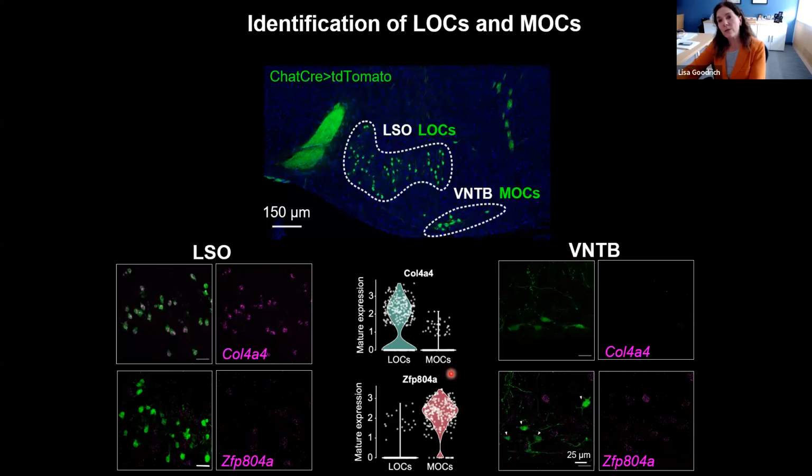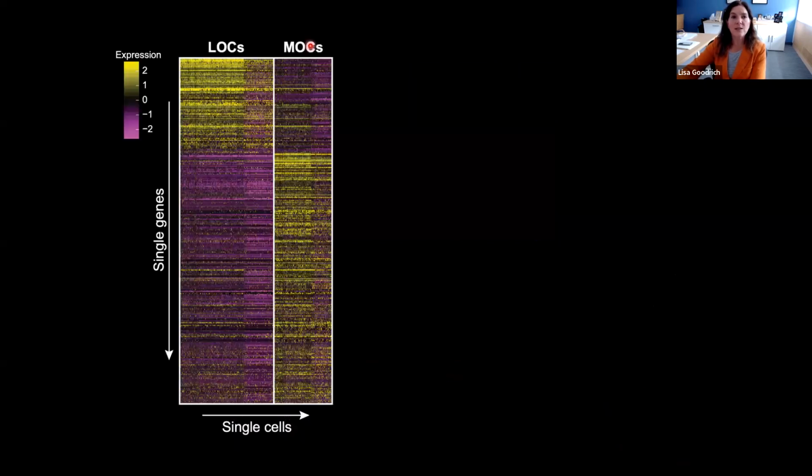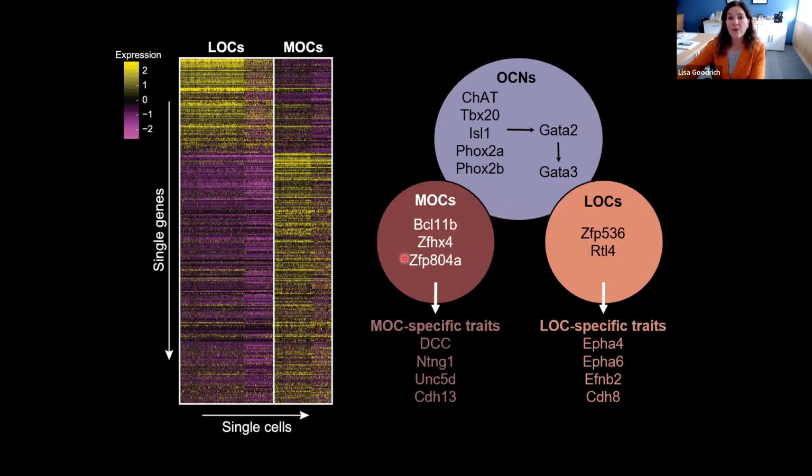So what can we learn about the differences between LOCs and MOCs? Here's the overall heat map, just to say that there are a lot of genetic differences. I don't have time to go into all of them, but I'll talk about a few that we found to be most informative. First of all, we now have some genetic markers for MOCs and LOCs, listed here, including transcription factors that might play a role in their early development or segregation. In addition, we found a lot of adhesion molecules that could help set up different circuitry. For example, different cadherins expressed in each of these populations.